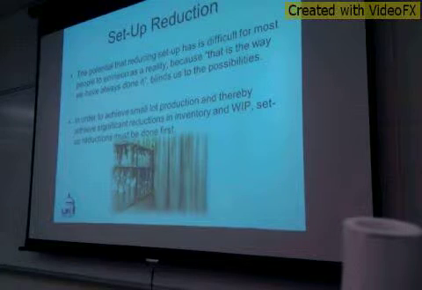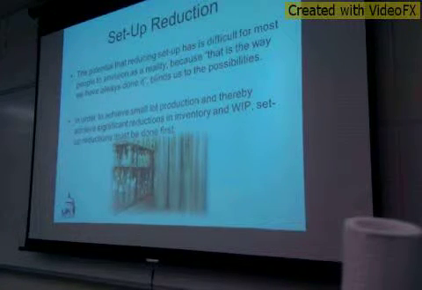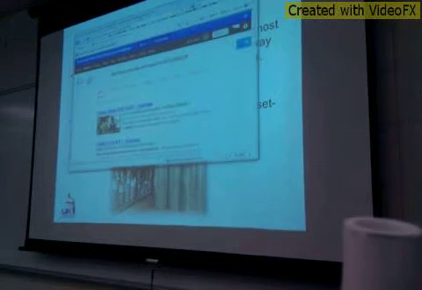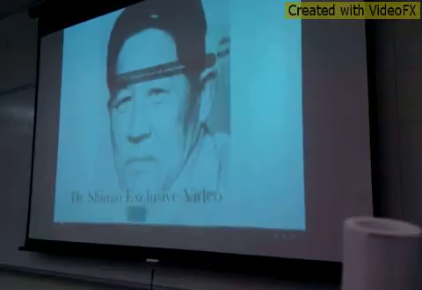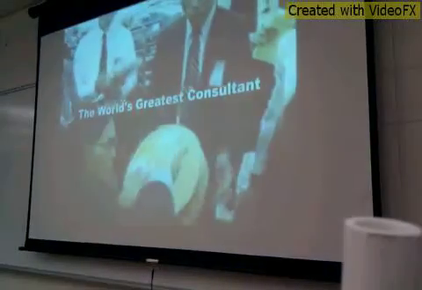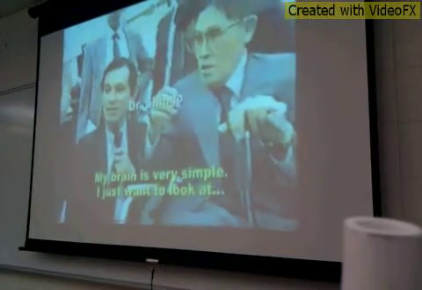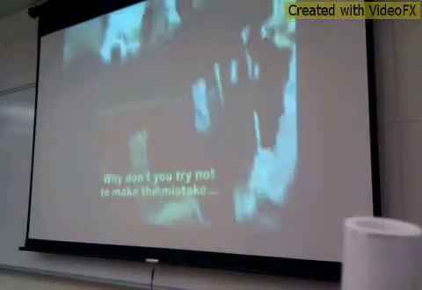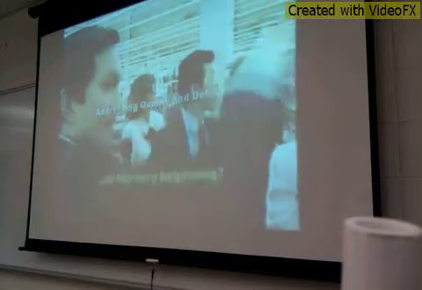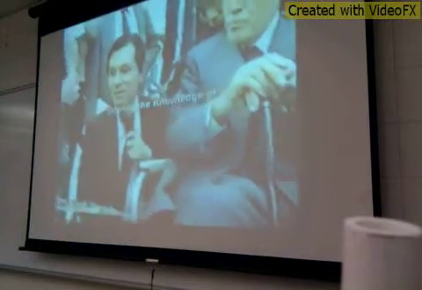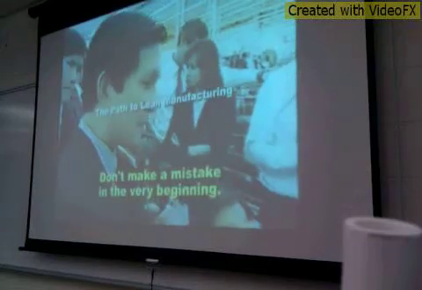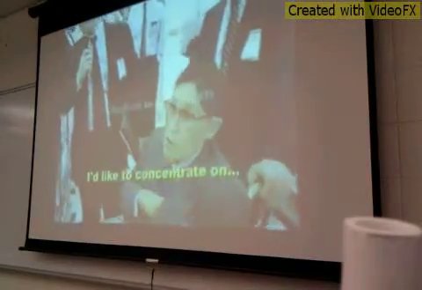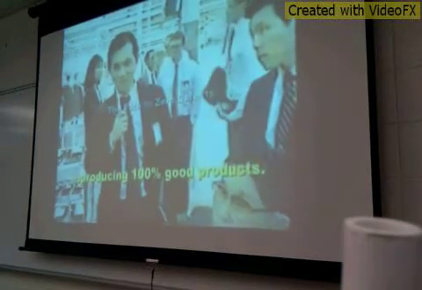I'd like to know how you judge this is the right component you want to use or not. My brain is very simple. I just want to look at the area where mistakes are made. Try not to make a mistake in the very beginning, right here. Then look at that human operation. If that's where you make mistakes, you don't make a mistake after you have made a mistake. Don't make a mistake in the very beginning. I would like to concentrate on producing 100% good product. Okay, reduce it to zero. What we can do in Japan, you can do in the United States. There's no question about it. Down to zero, that's possible. Then look at that human operation. One problem at a time.